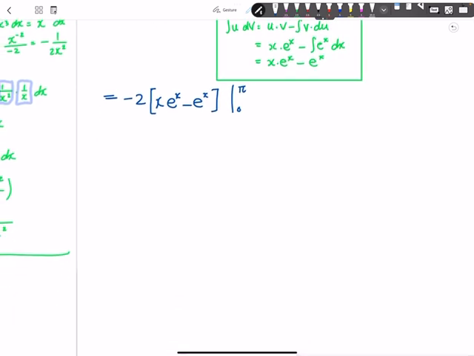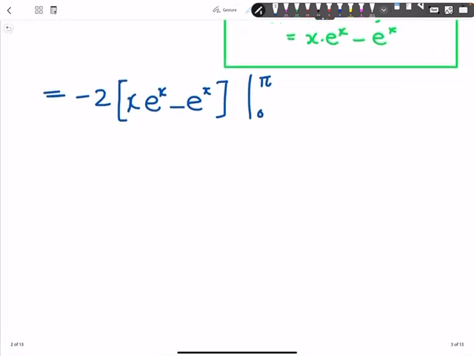So let's plug in top minus plug in bottom. I'm going to leave the negative 2 out here. If I plug in the top, oh, I forgot to do something very big. Let's back up just a little bit. I forgot a very, very big step. I am still under the steps of substitution. The first thing that I need to do is back substitute.